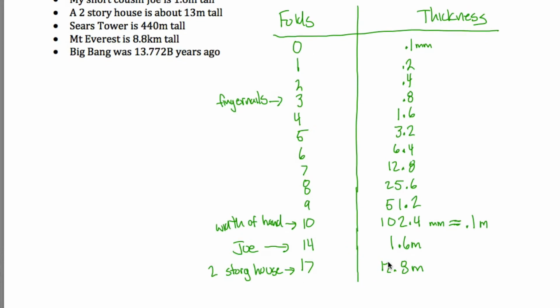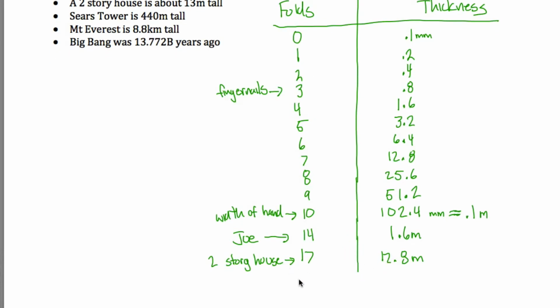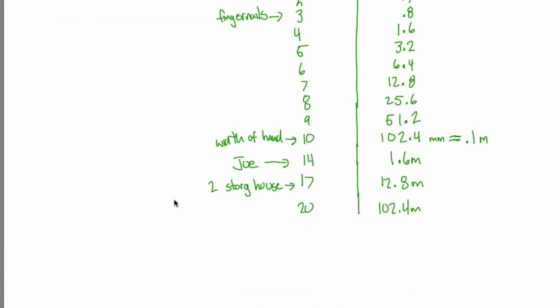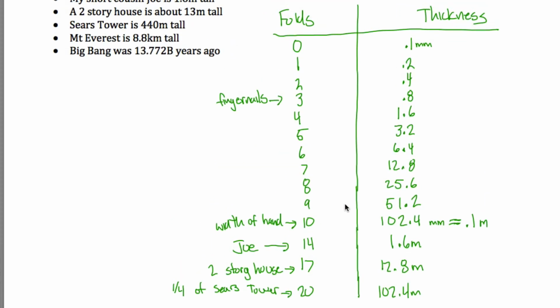Kind of wild. But then we continue and we get up to 20. And after 20, as we saw before, we're up to 102.4 meters. What's 102.4 meters? Well, it's almost a quarter of the height of the Sears Tower. The Sears Tower is 440 meters, and I'm up to 102 meters. Sears Tower is pretty tall, so that's kind of impressive. And I'm only up to 20 folds. All right, so what about more folds?